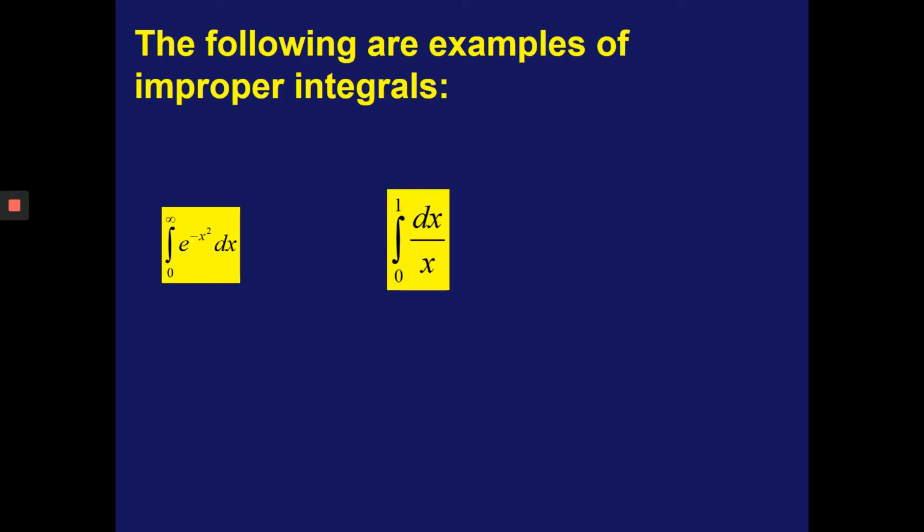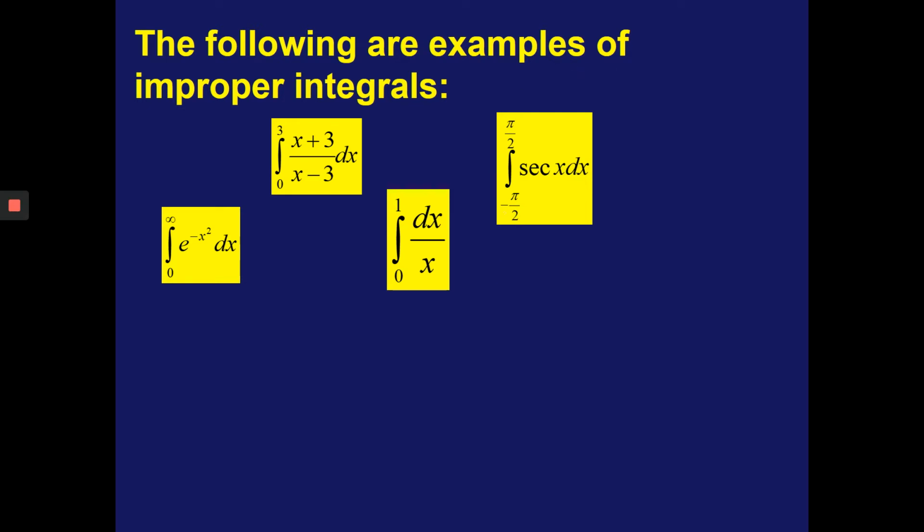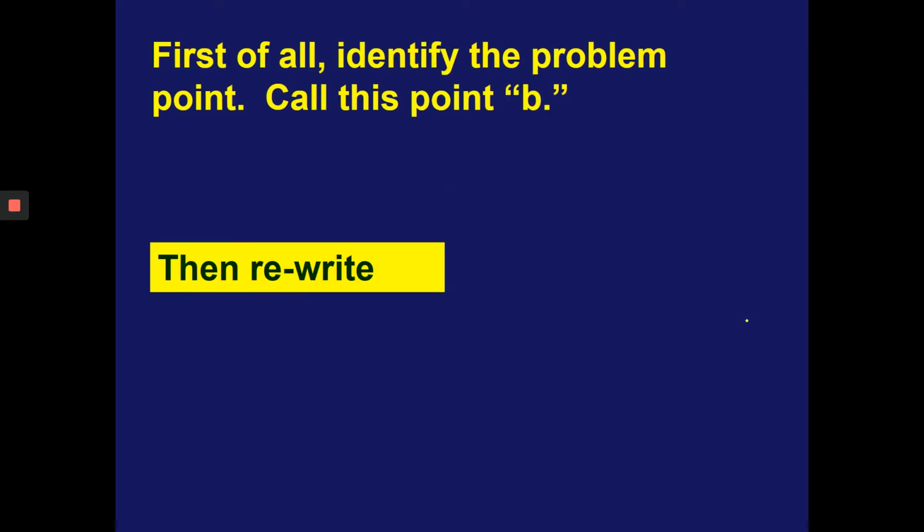This one is easy to see also because we can't have a zero in the denominator. So that's what makes that improper. This one is bad because there's a 3 that can't be in the denominator. And this one is bad because both negative pi over 2 and pi over 2 cannot be in the denominator. And this is how we handle these.